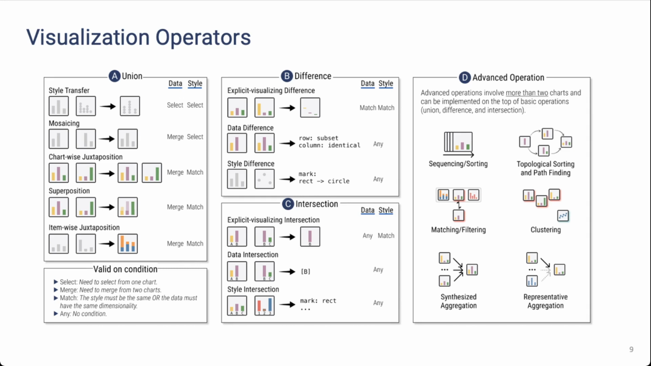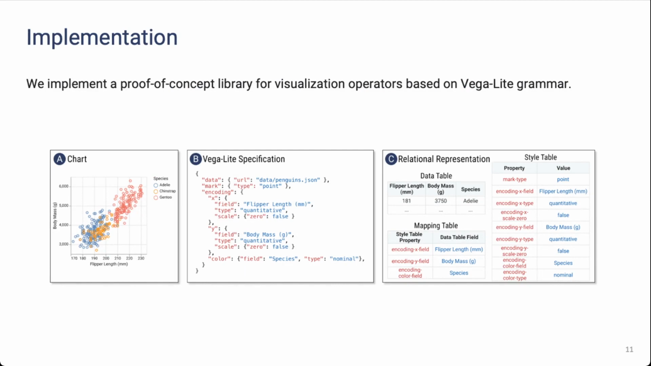We include three basic operators: Boolean, difference, and intersection. For instance, the Boolean operator covers many tasks studied in literature such as style transfer and chart mosaicing. In addition, we identify 6 advanced operators that concern more than two visualizations, including sorting, topological sorting, filtering, clustering, and aggregation. Based on the design space, we develop a proof of concept implementation based on the Vega-Lite specification. I will skip the technical details here.